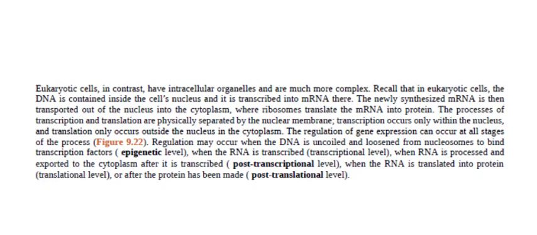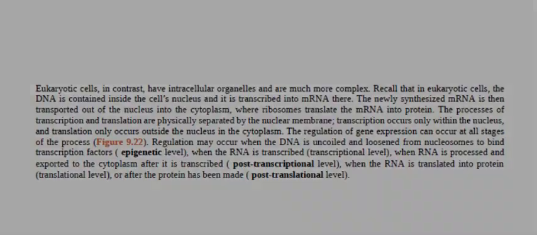The regulation of gene expression can occur at all stages of the process. Regulation may occur when the DNA is uncoiled and loosened from nucleosomes to bind transcription factors, at the epigenetic level; when the RNA is transcribed, at the transcriptional level; when RNA is processed and exported to the cytoplasm after it is transcribed, the post-transcriptional level; when the RNA is translated into protein, the translational level; or after the protein has been made, the post-translational level.